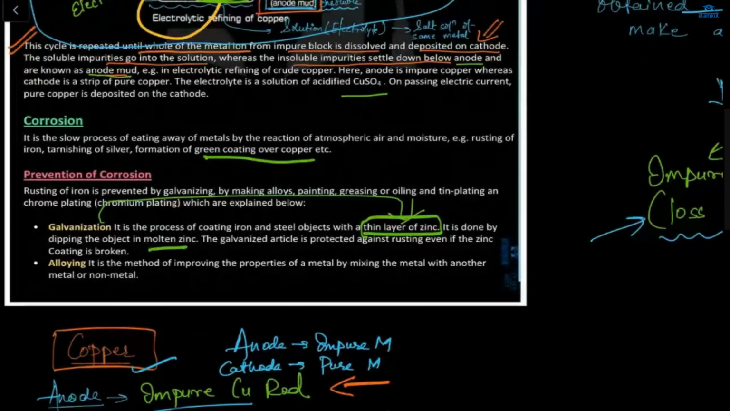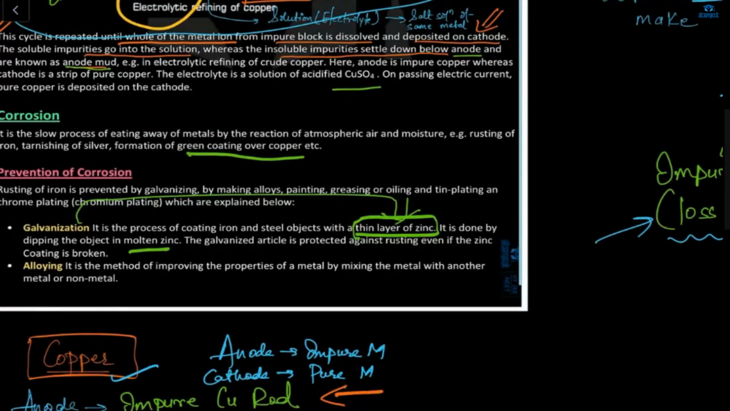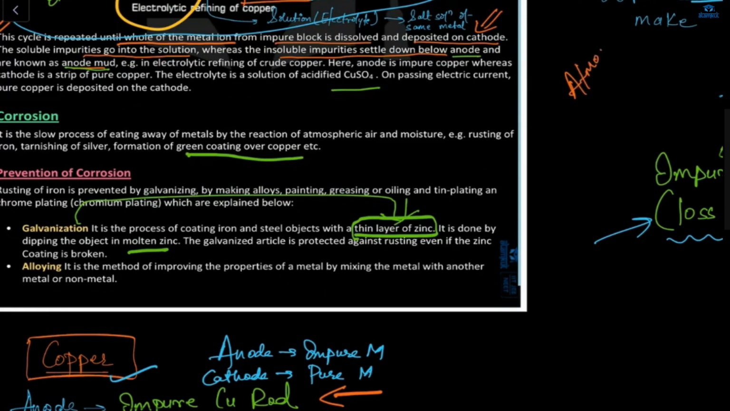Now, what is corrosion? Corrosion is a slow process of eating away of metals by the reaction of the moisture which is present in the atmosphere. So, how can we prevent corrosion? Galvanization. What is galvanization? Galvanization is a process of a thin coating layer of zinc. So here we coat a metal with a thin layer of zinc, so that is known as galvanization.